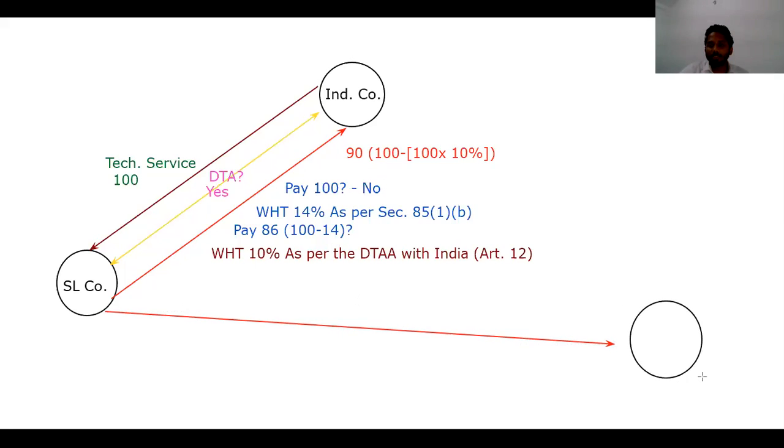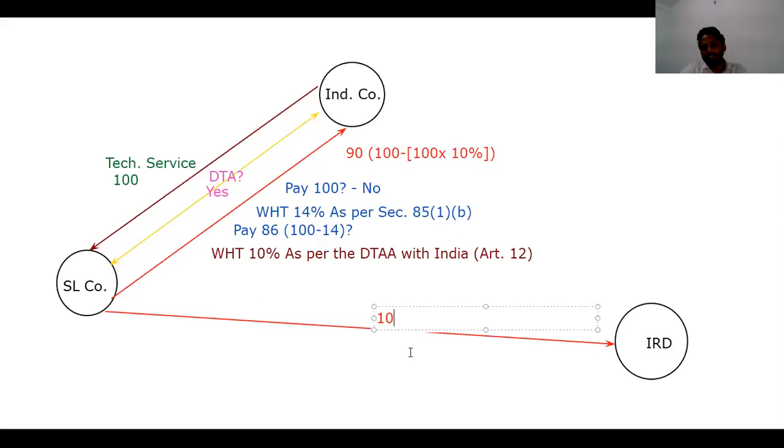I will draw IRD here. We draw IRD here, Inland Revenue Department. Then this is the 10% they have deducted. What they will do is they will pay 10 here. Then this 10 comes from 100 into 10% withholding tax as per the DTA.